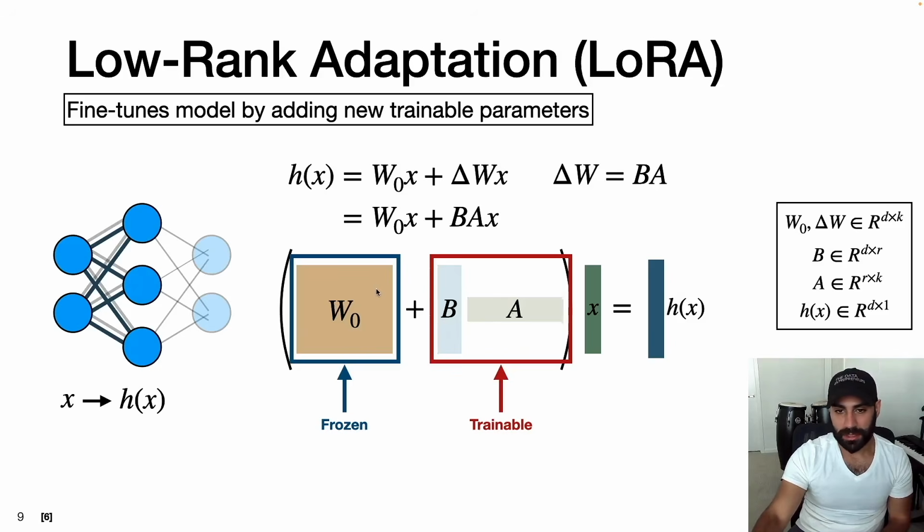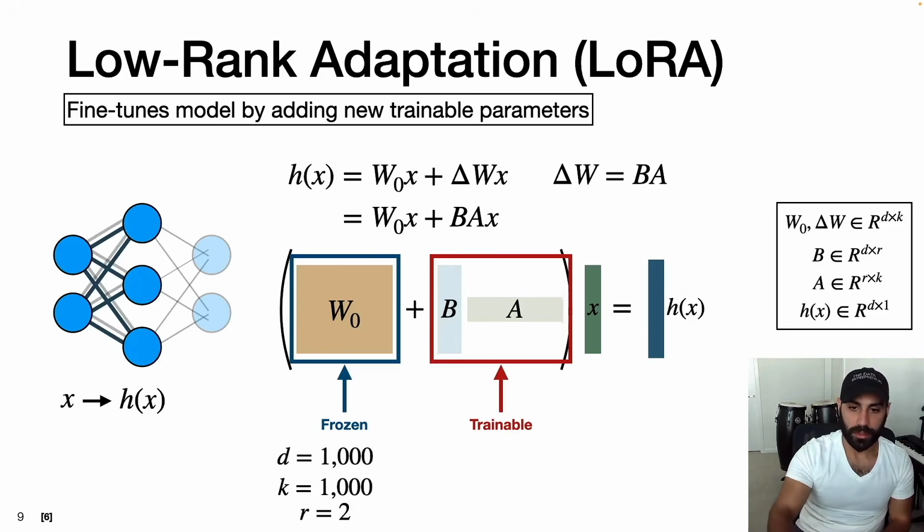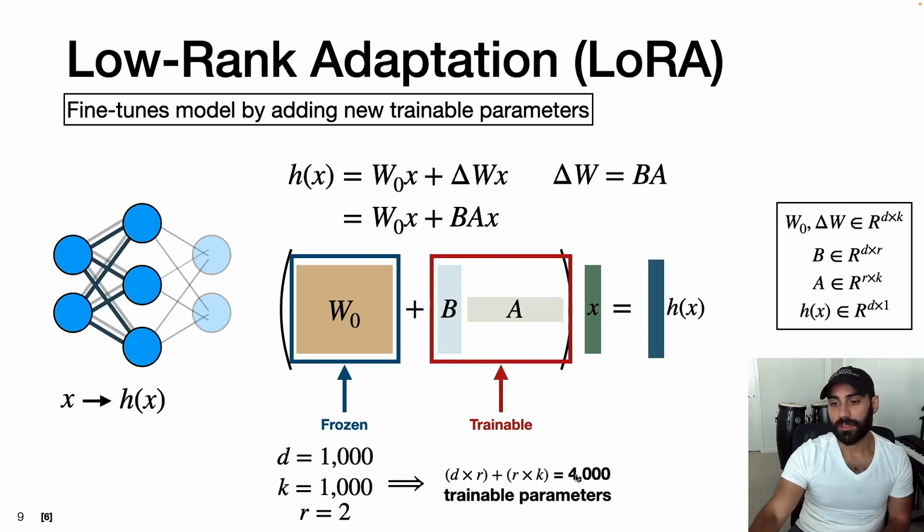And maybe, as you can just tell visually from the area of this rectangle versus the areas of these two rectangles, B and A contain far fewer terms than W naught. To make this a bit more concrete, let's say D is equal to 1000, K is equal to 1000, and our intrinsic rank is equal to 2. What this translates to is 4,000 trainable parameters, as opposed to the million trainable parameters we saw in the previous slide. This is the power of LoRA. It allows you to fine-tune a model with far fewer trainable parameters.